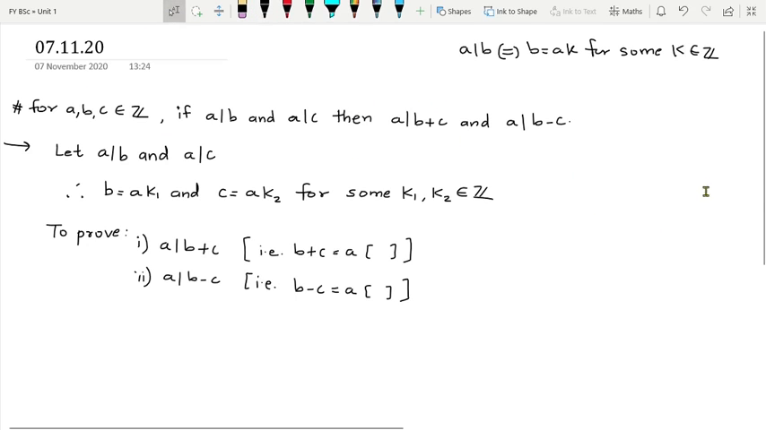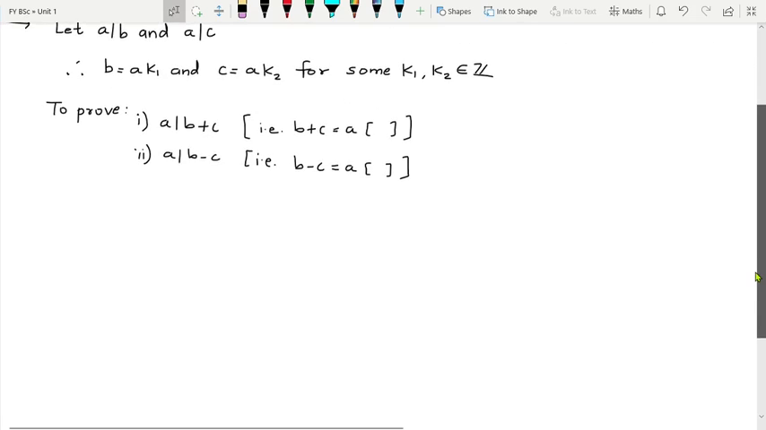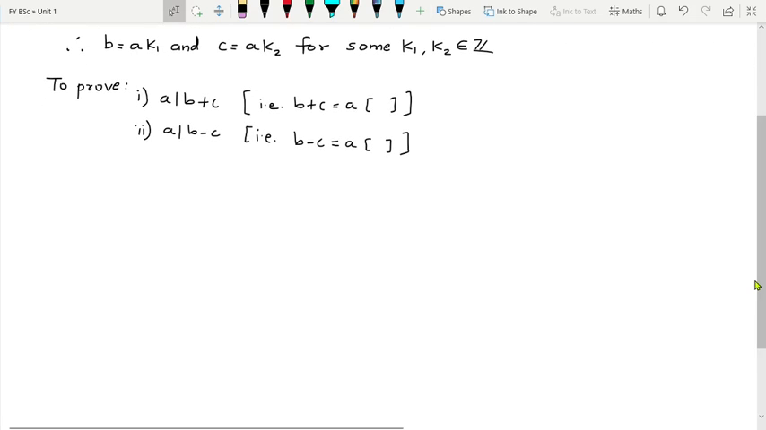So first of all, we'll go for A divides B plus C, and then later on we'll go for A divides B minus C. So I'll call it star. Now in order to prove A divides B plus C, we are supposed to prove this. Just simply observe our left hand side. Left hand side is nothing but B plus C, and on the right hand side we have to prove that it is a multiple of A. So I'll consider the LHS.